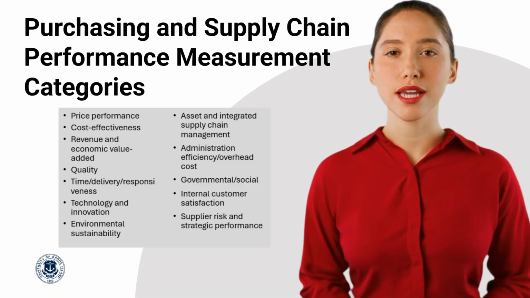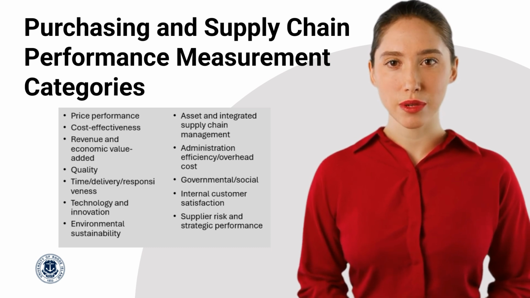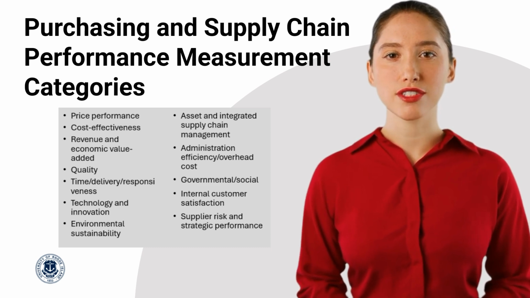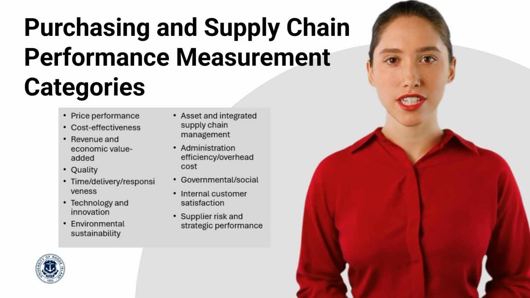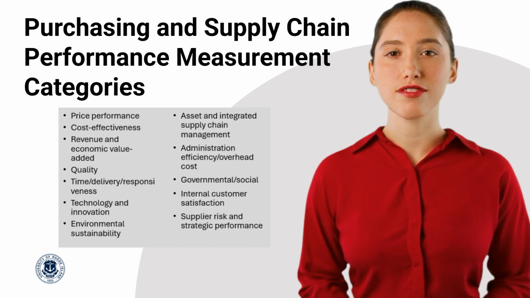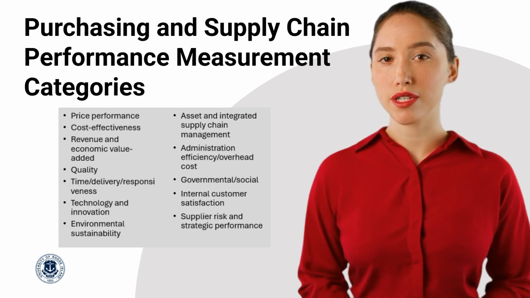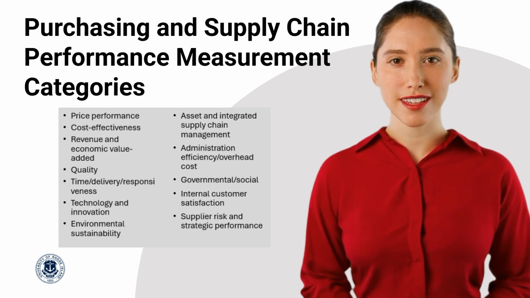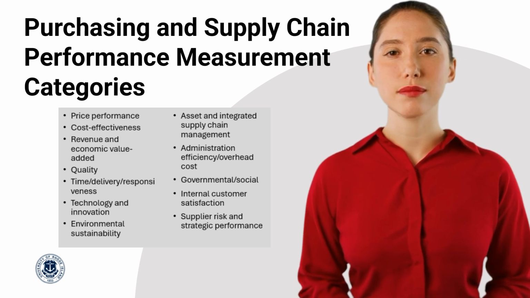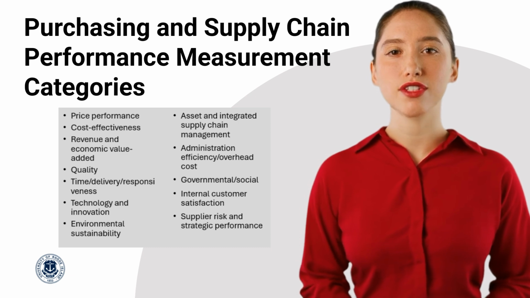Supply chain performance can be evaluated across several categories. These categories can include price performance, cost effectiveness, revenue and economic value-added measures, quality, delivery responsiveness, technology and innovation, environmental sustainability, asset management, administrative efficiency, social responsibility, internal customer satisfaction, supplier risk, and strategic performance. Each category captures a different dimension of supply chain contribution. Together, they create a comprehensive view of performance.